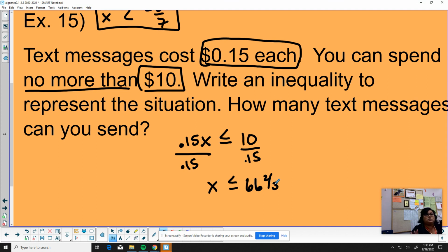So can you send 2/3 of a text message? No, that doesn't make sense. It rounds to 67, but you don't have enough money for 67. So we would go with x is less than or equal to 66 text messages. So I could send 10, or I could send 25, or I could send 66, but that's the most I could send with $10. And again, that's an old question. It doesn't cost however many cents to send text messages anymore.